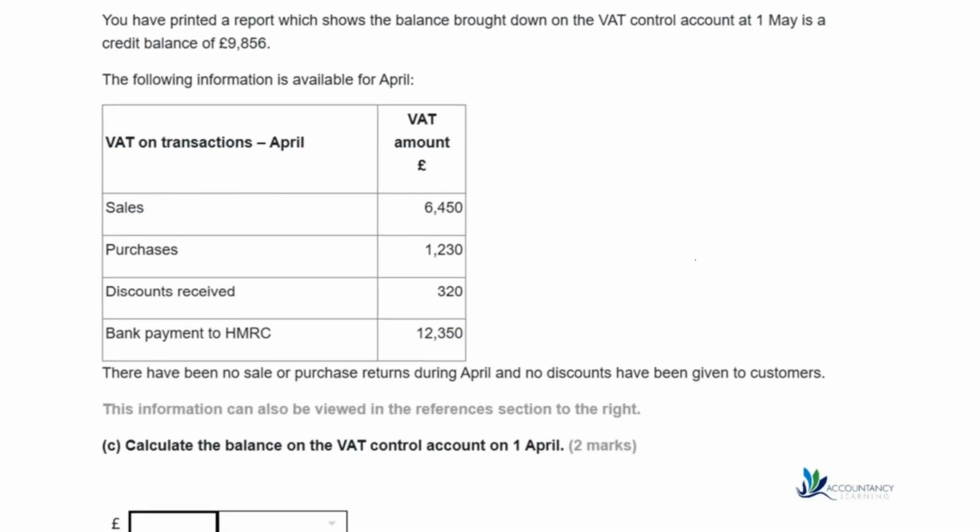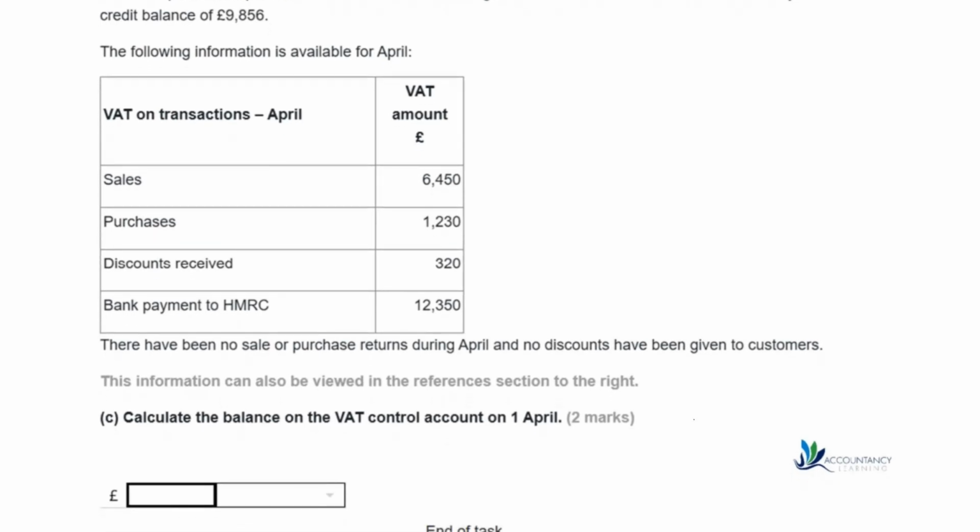Next, you have printed a report which shows the balance brought down on the VAT control account at the 1st of May is a credit balance of £9,856. The following information is available for April, and you can see there the VAT on transactions for April. There have been no sale or purchase returns during April and no discounts have been given to customers.